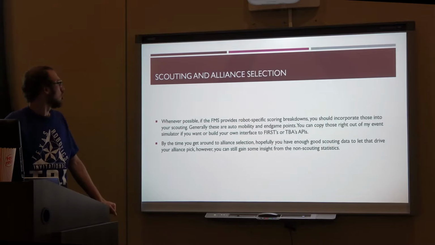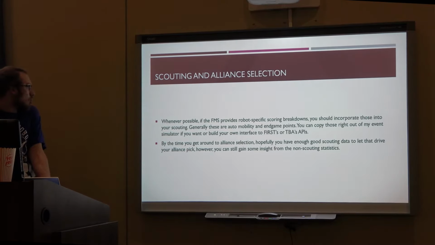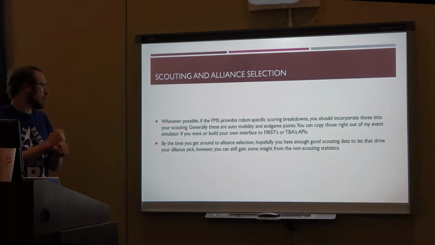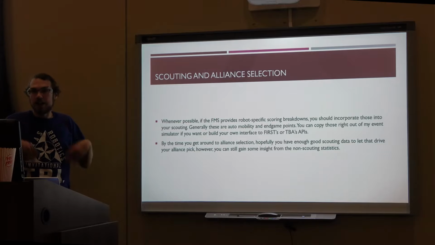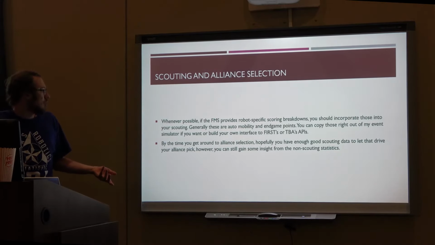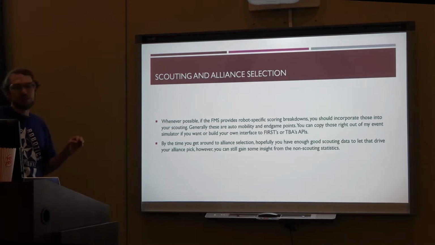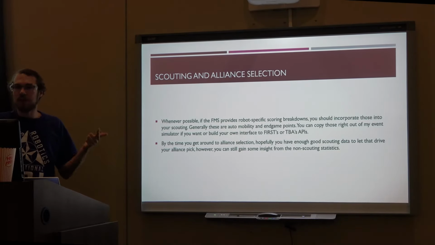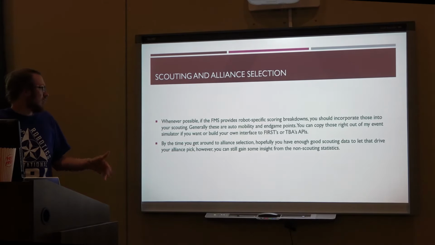keep on going then. So moving on, let's talk about scouting and alliance selection. How can you use some of these other external, non-scouting metrics to help out in your scouting process or alliance selection? FMS has started providing lots and lots of detailed scoring breakdowns. The robot-specific ones are really good. Usually these are endgame or auto mobility or auto starting position, or if a robot shows up to a match or not.